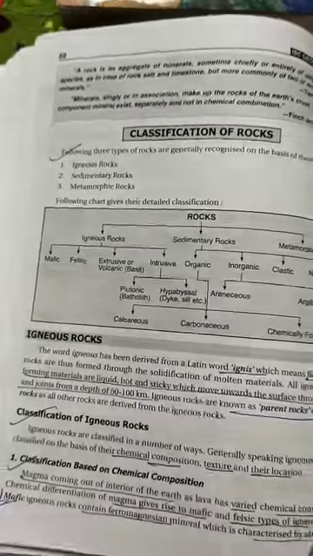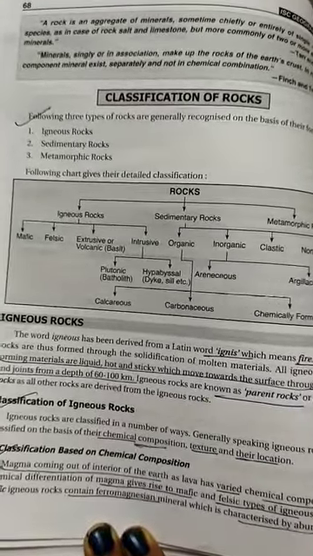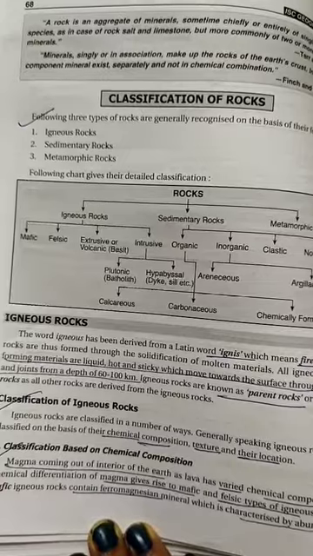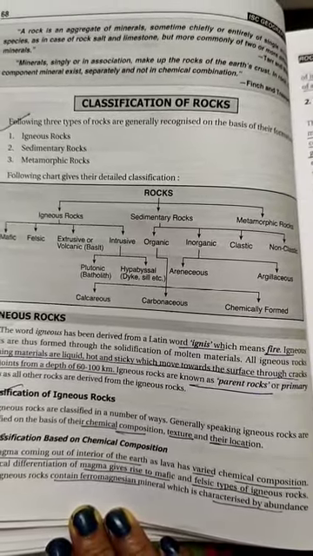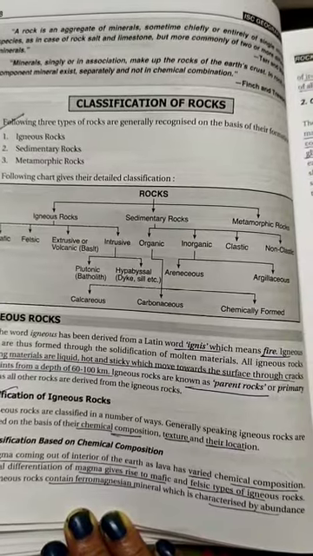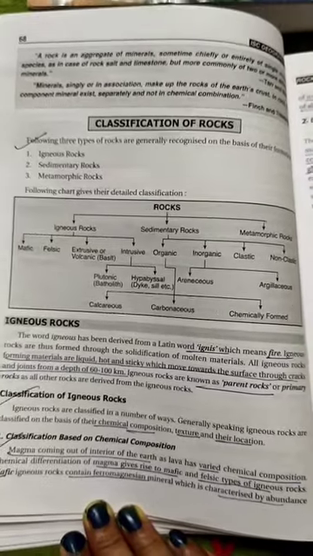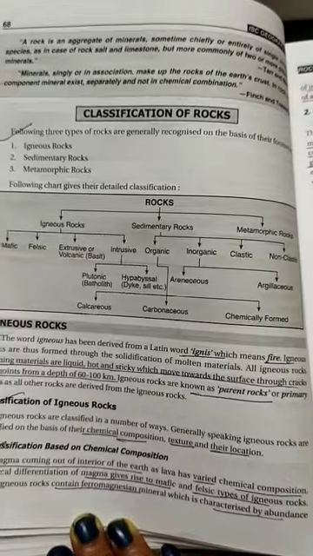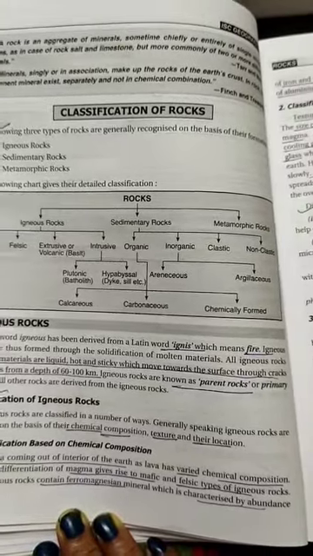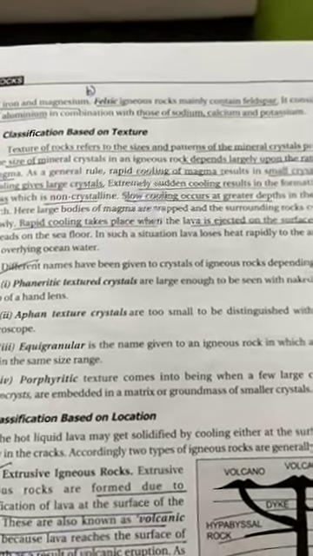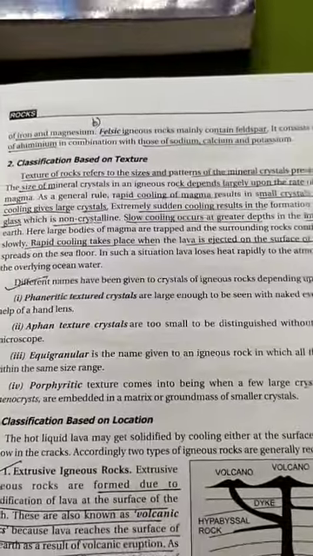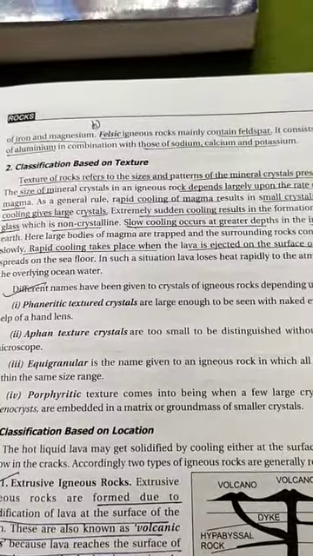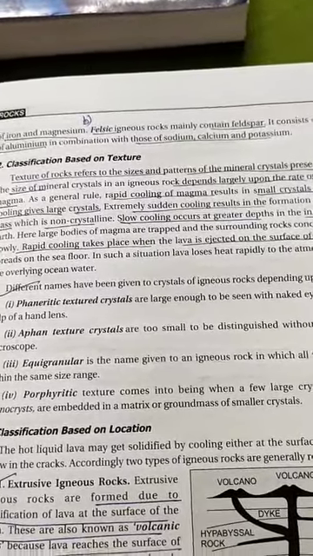Classification of igneous rocks based on the chemical composition. Magma coming out of the interior of the earth as lava has varied chemical composition. Magma gives rise to mafic and felsic types of igneous rocks. Mafic igneous rocks, containing ferromagnesium minerals, are characterized by abundance of iron and magnesium. Felsic igneous rock mainly contains feldspar, consisting of silicates of aluminum in combination with sodium, calcium and potassium.